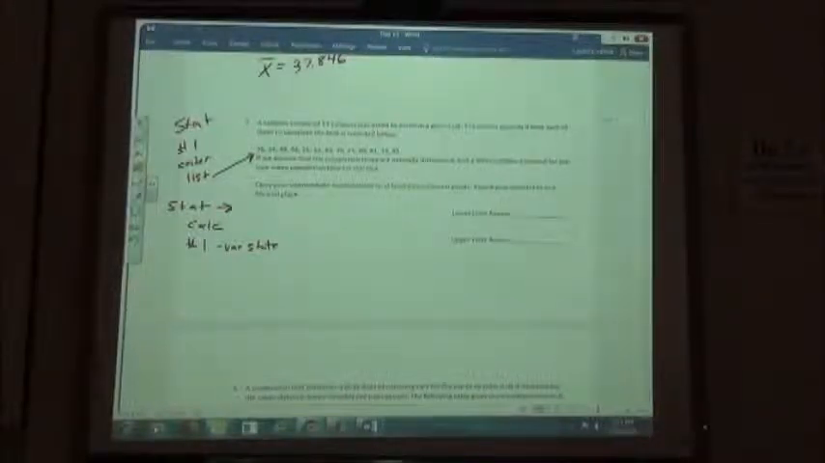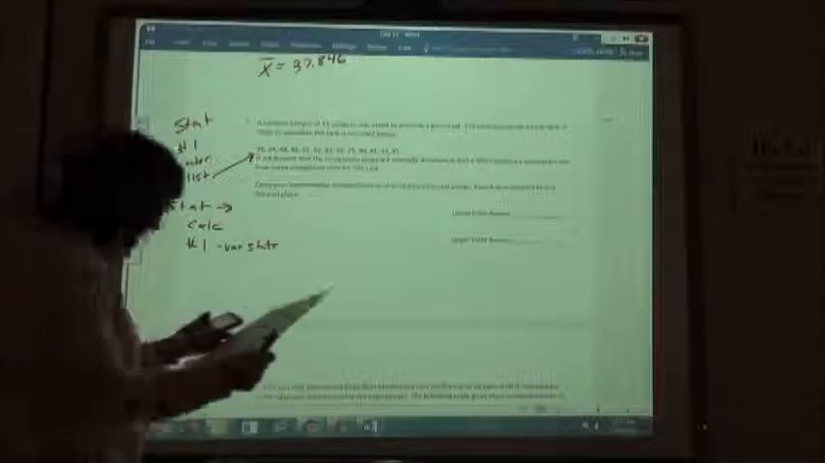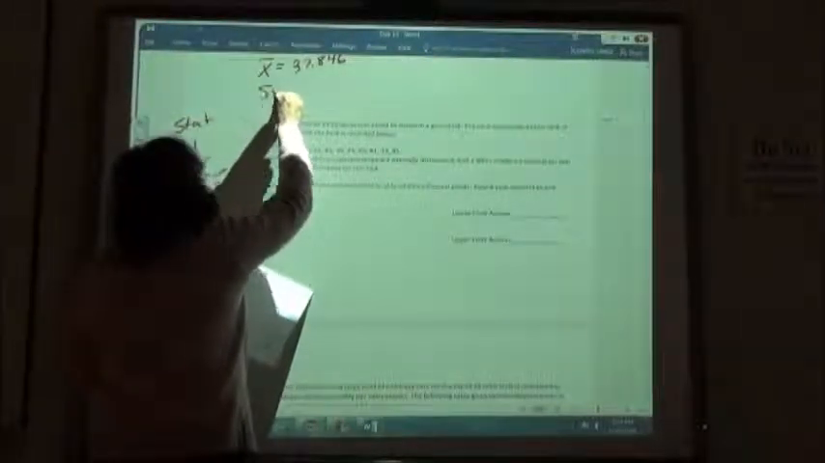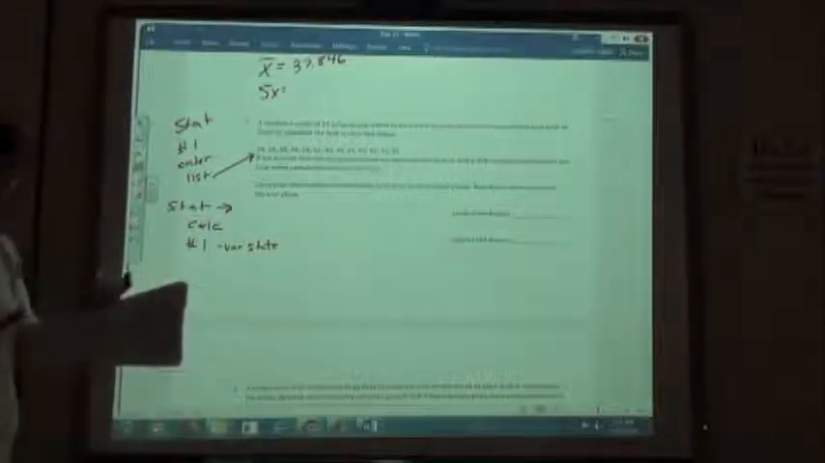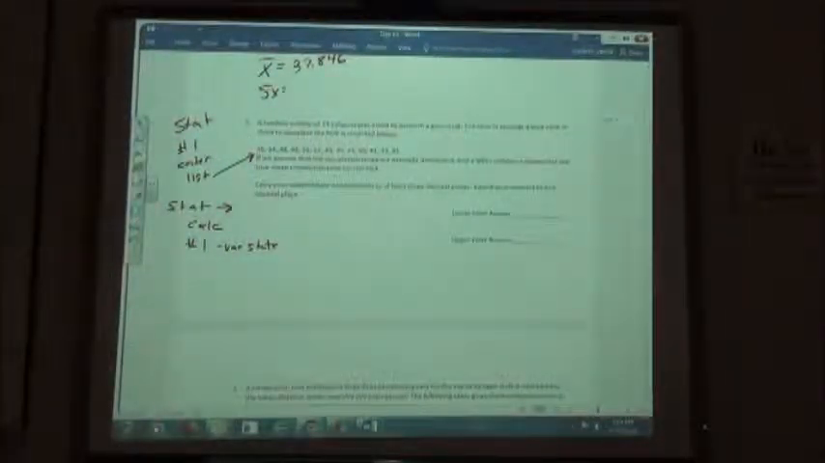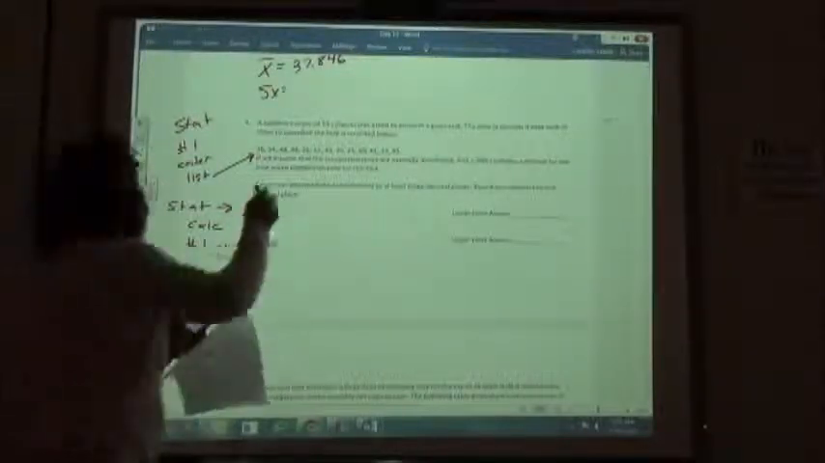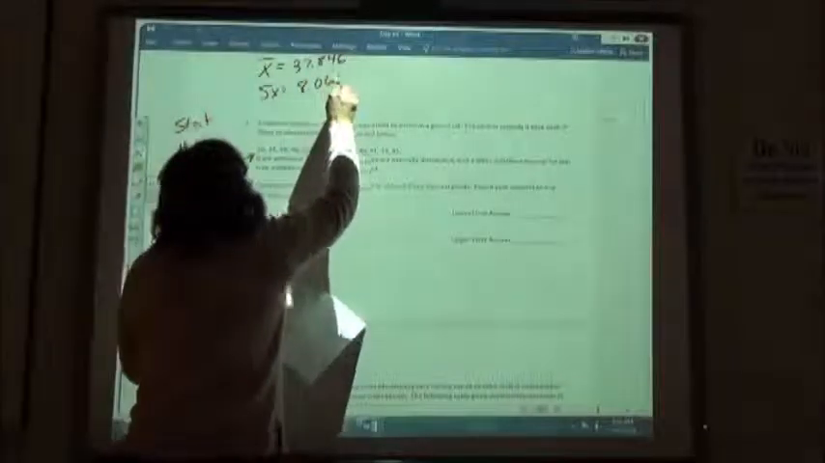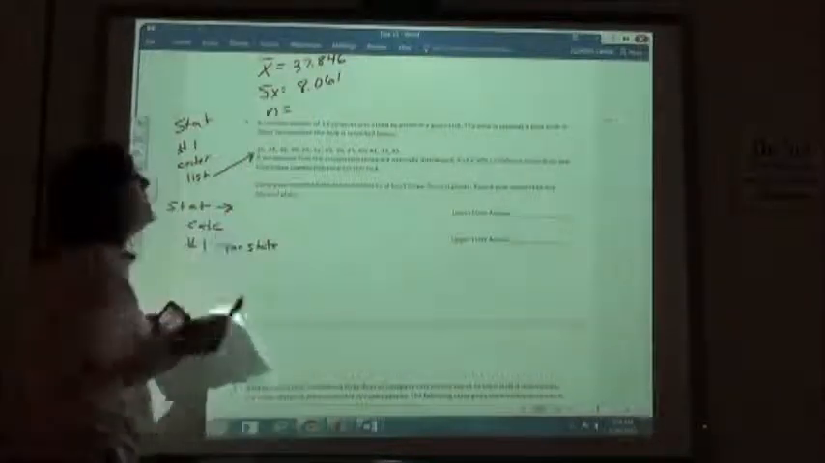Then we have to have our standard deviation. And so we're using the S of x1. If you look on your list, it looks sort of like S of F. And you have 8.061, which is where I rounded it off to. 8.061. And we know n is how many numbers were on our list? 13. And that's probably all we need to know for our formula, right?